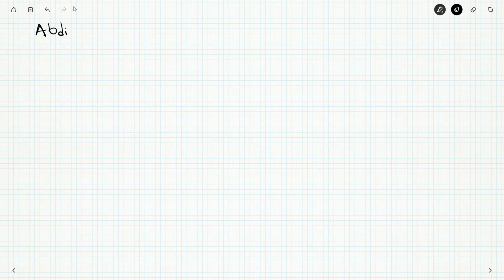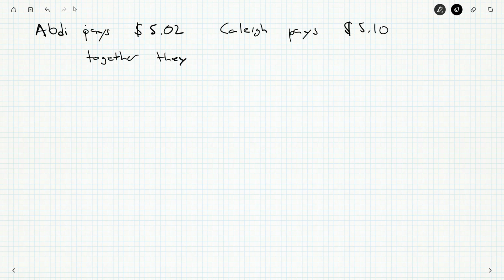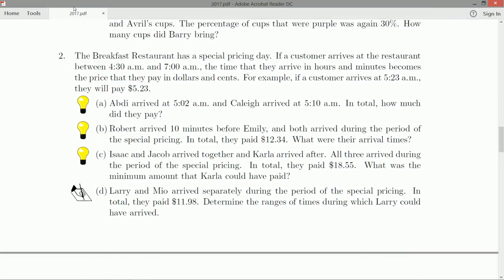We'll write Abdi pays $5.02. Kaylee pays $5.10. And we'll just add them up and get a total of $10.12 that they paid together. Okay, not so bad.